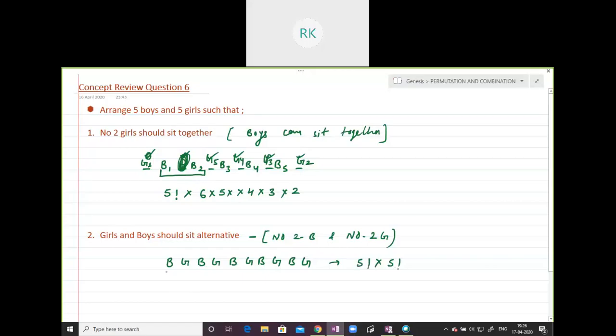Remember, it is possible that it starts with the boys. It is quite possible it starts with the girl. Why not? Girl, boy, girl, boy, girl, boy, girl, boy, girl, boy. Why not? Right? Also possible. Again, we can arrange the 5 factorial ways for the boys and 5 factorial ways for the girls. It means, can I say, 2 into 5 factorial into 5 factorial will be the answer.